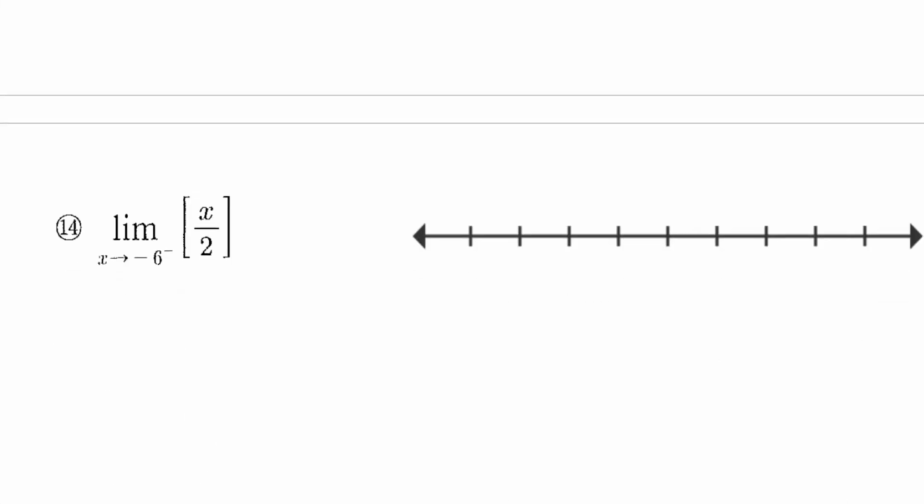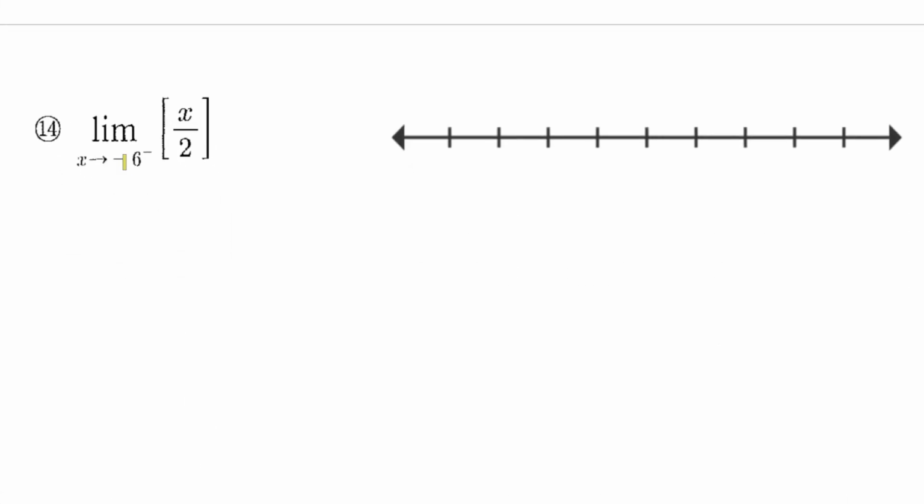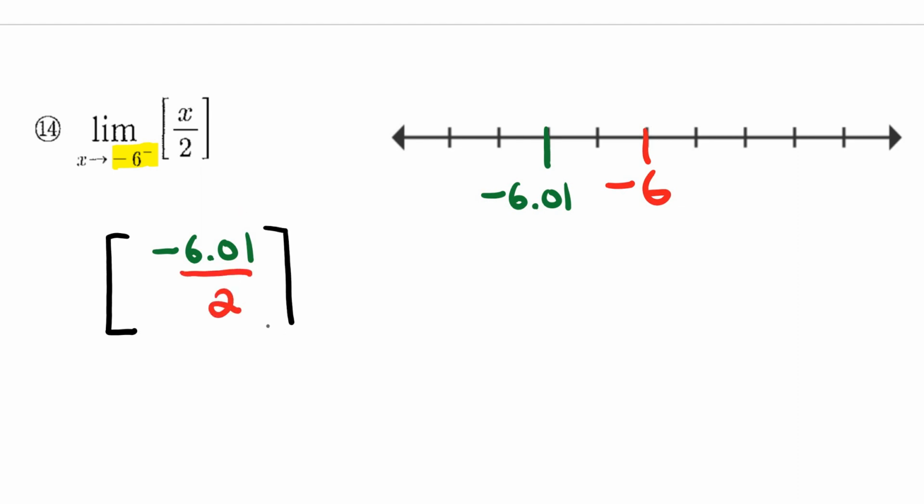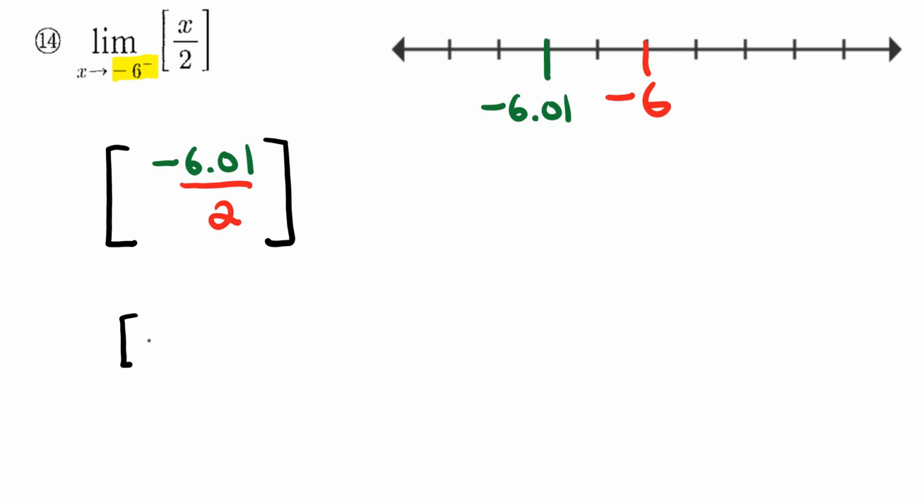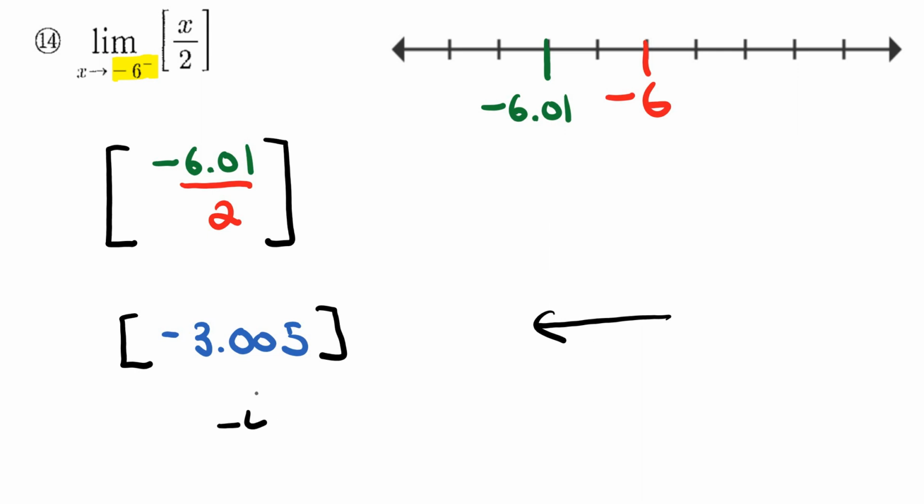Okay, question number 14 here. I believe this is the last question of the homework video guide. So now we're approaching negative 6 from the left. So let's go ahead and plug in a negative 6 on the number line. If I'm on the left-hand side, maybe I can pick negative 6.01. And if I complete a direct substitution step here, I have negative 6.01 divided by 2 with the greatest integer function around it. And if I go to my calculator and compute that, I get negative 3.005. And then once again, if I round to the left, the first integer that should come up on the left of negative 3 will be negative 4, right?